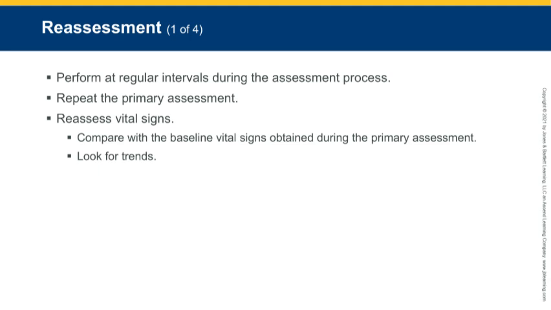Reassessment is a continuous process that ensures we are staying ahead of any changes in the patient's condition. Start by repeating the primary assessment. Recheck airway, breathing, and circulation to ensure there are no new or worsening life threats. Monitor vital signs every 5 minutes for unstable patients and 15 minutes for stable patients. Reevaluate the chief complaint. Has it changed? Has the pain worsened or improved? Reassessment allows us to track trends and respond quickly to deterioration.